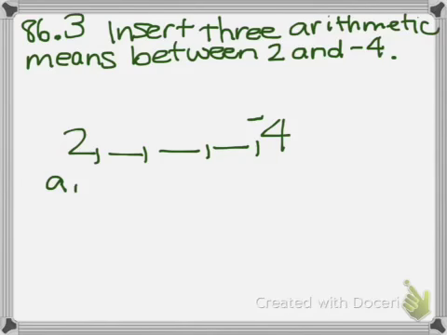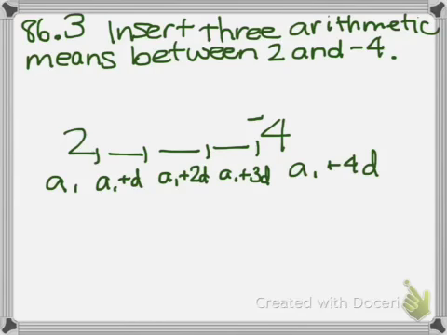We know a sub 1 is 2, and we know that our next term is going to be a sub 1 plus the difference. The next term is going to be a sub 1 plus 2 times the difference, a sub 1 plus 3 times the difference, and a sub 1 plus 4 times the difference. So that should be enough to help us figure this out. A sub 1 plus 4d equals negative 4, and we can see that because the fifth term is equal to that.